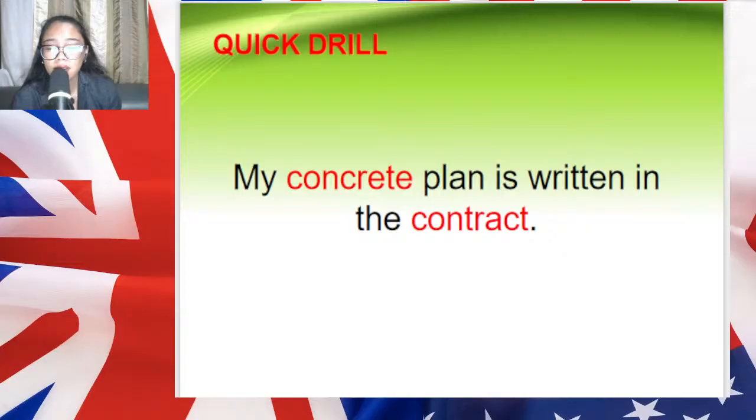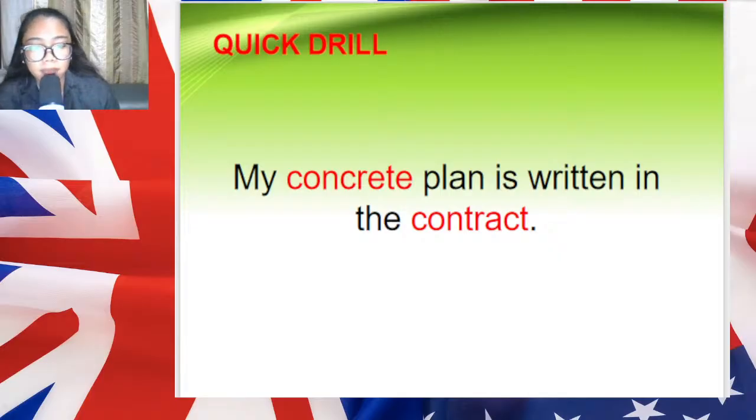So that is on. My concrete plan is written in the contract. Concrete, we stress the first syllable still here. A concrete plan is detailed, it is structured. Contract: the plan is written in the contract. That's a possession, of course, and we're referring to a legal agreement, something written and signed by two parties. That's contract. Okay.